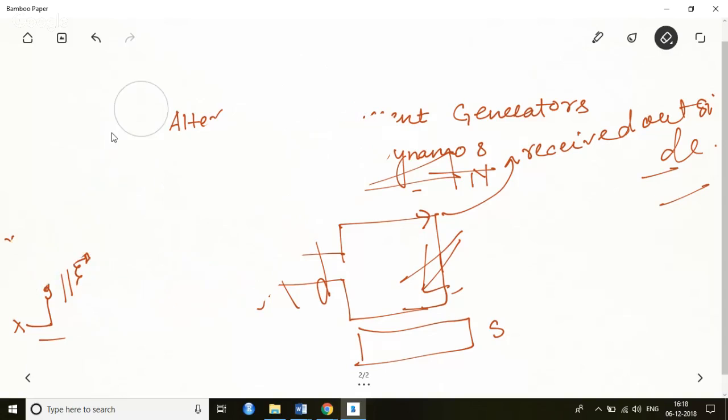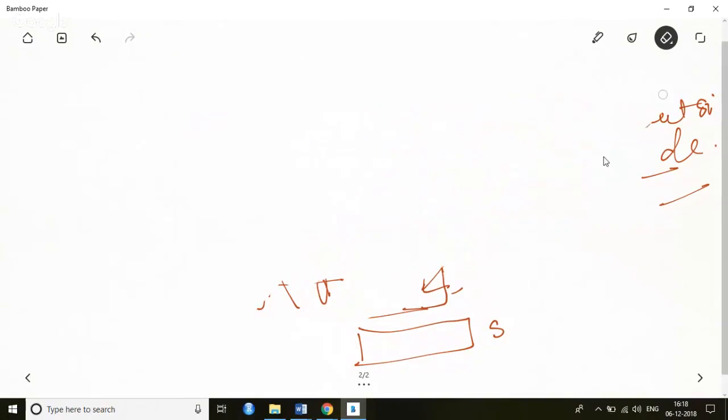Just look here, guys. I'll explain the transformer first, and then I'll go to advantages and disadvantages. So look here. Have you guys studied transformers? Is it there in your syllabus? Let me just check. Yes, it's there in your syllabus. So let me teach you transformers, and then I'll come back.